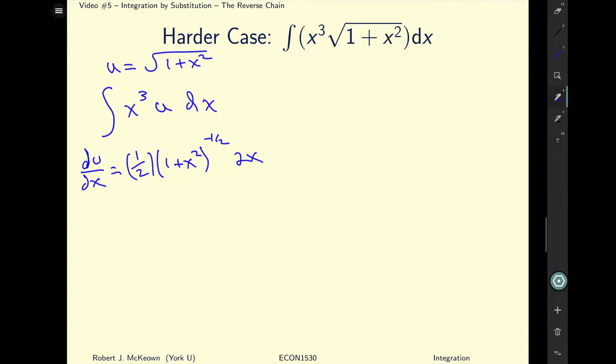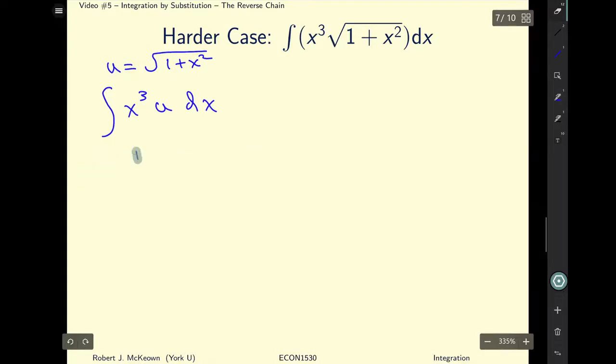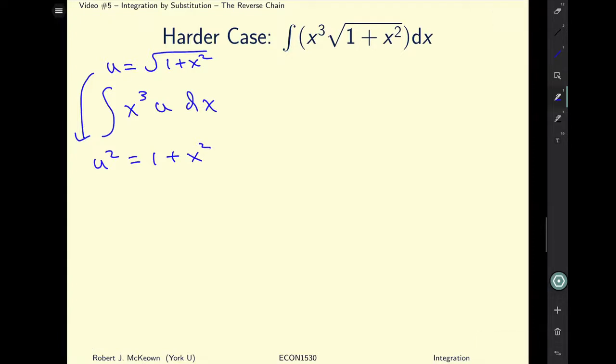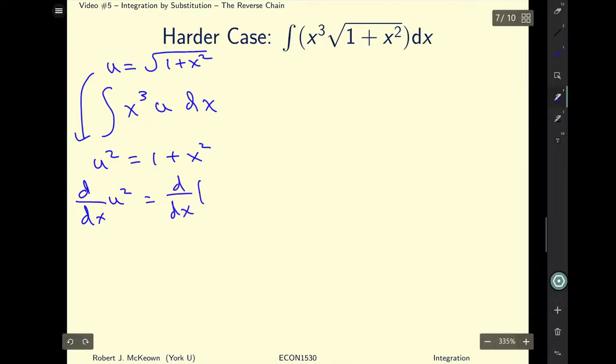So why don't we do something else? Why don't we get rid of this square root altogether? What we could do instead is square both sides of this expression. So we have u squared is equal to 1 plus x squared. And now I'm going to take the derivative of both sides of this with respect to x, to be explicit about it.